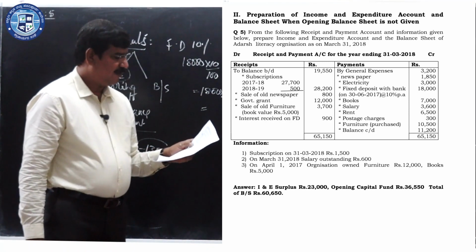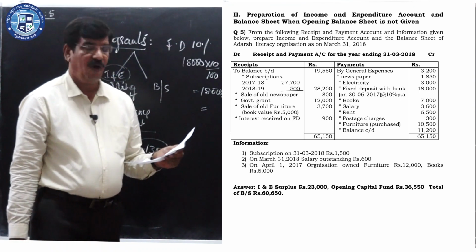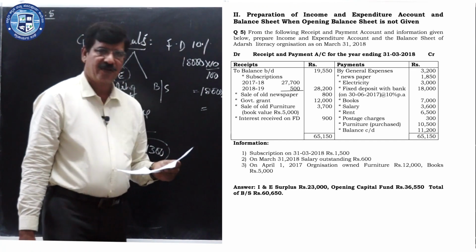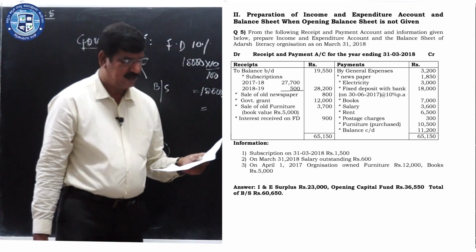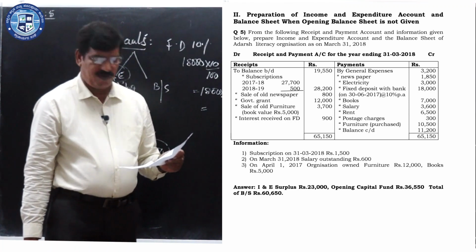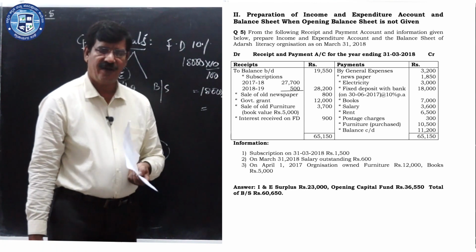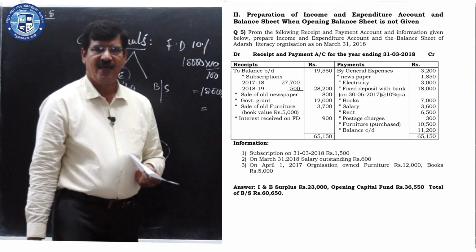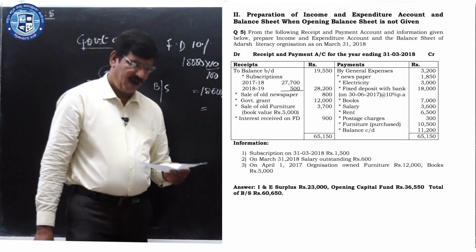Look at the right hand side, payment side, general expenses, of course you know, newspaper, electricity, all are revenue expenses. Books, they will go to the balance sheet. Salary, rent, postage charges, they are all revenue expenses. Furniture purchased, since the date is not given, we can assume that the furniture is purchased at the end of the year. Balance carried down, it will go to the closing balance sheet.